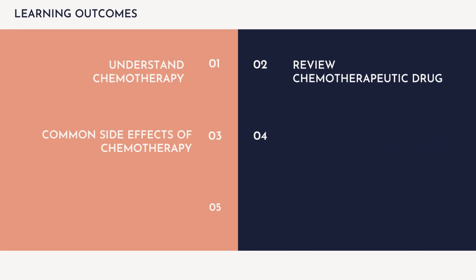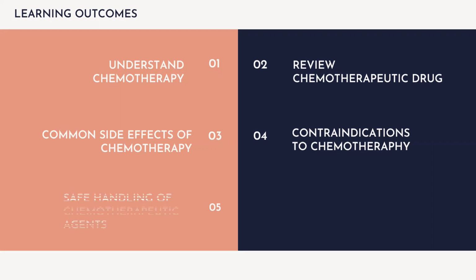Next is to know the common side effects of chemotherapy alongside with the different nursing interventions that we should do to attend our patient. Number 4, know the contraindications of chemotherapy. And lastly, how do we safely handle those chemotherapeutic agents?